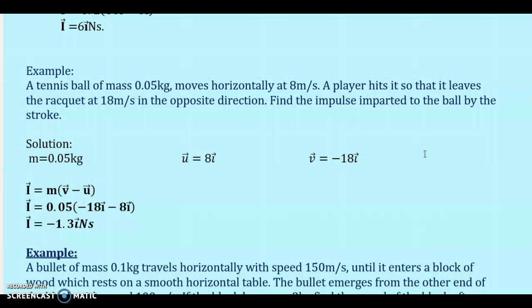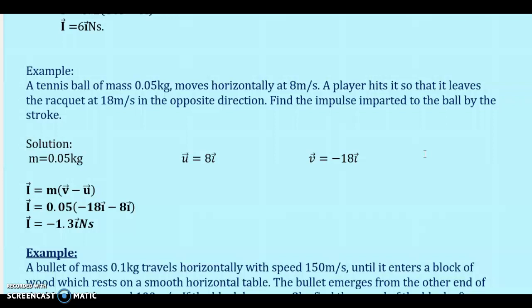Okay, so again, we're talking about movement that is horizontal, and we're talking about vectors, so we're talking about directions here. So that means our directions are always going to be i, because it's only horizontal movement, and it's going to be plus moving in the positive direction and minus moving in the negative direction. So if we look at the mass of the ball, that's going to be 0.05 kilograms. The initial velocity is 8i meters per second, and the final velocity is minus 18i meters per second. Why is it minus 18i? Because it's moving in the opposite direction.